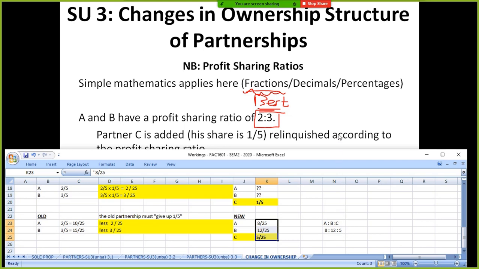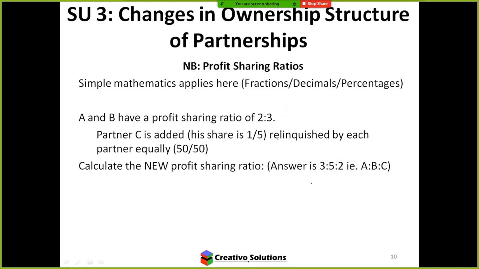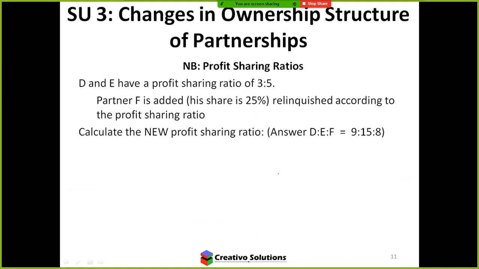Okay, I understand that, but in the question, say for example partner C added his share, which is 1 over 6. Here's a good one you can try: 3 over 8, 5 over 8, and someone is getting 1 over 4.